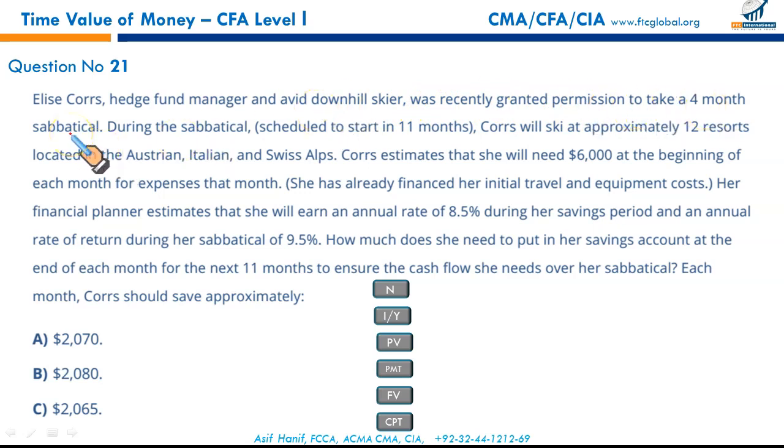sabbatical. A sabbatical is basically a period of paid leave for employees. They might go somewhere to just relax and have fun. So this person, Alice Coors, has been given permission for a sabbatical to enjoy some time off.